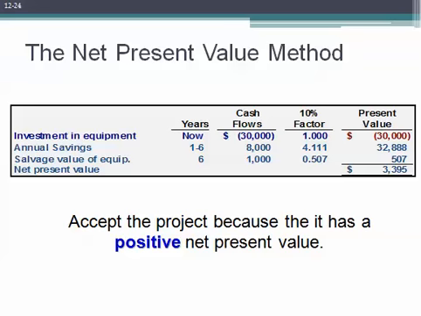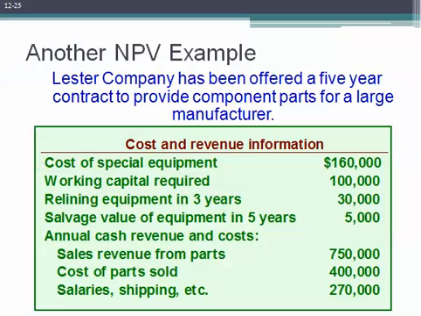So finally, we'll add up the present value of all of our cash outflows and cash inflows, and we see that the project has a positive net present value of $3,395. And because the net present value is positive, we will accept the project. Let's consider another example, somewhat more complex.